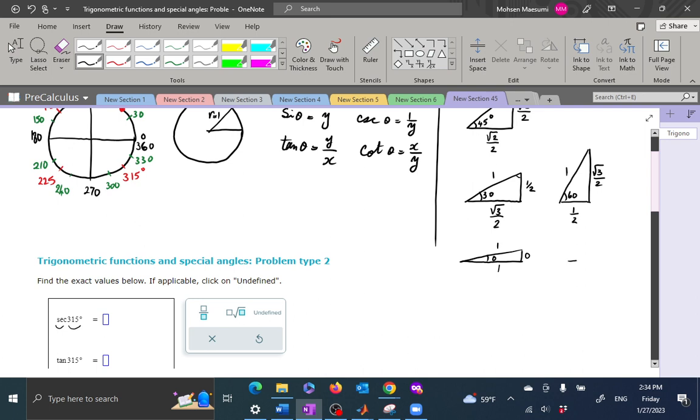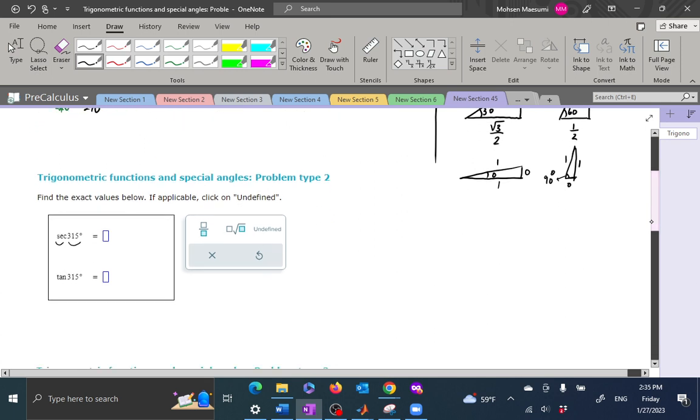The same concept applies if you have this in the vertical direction. In that case, the angle is 90 degrees. This is 0, this is 1, and this is 1. So again, to visualize these extreme angles, we have to kind of kick the triangle open so that we can see what's going on. Okay, secant of 315.